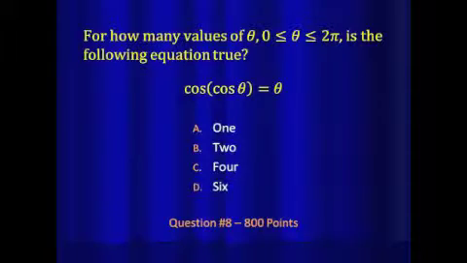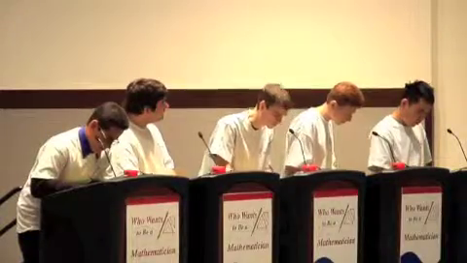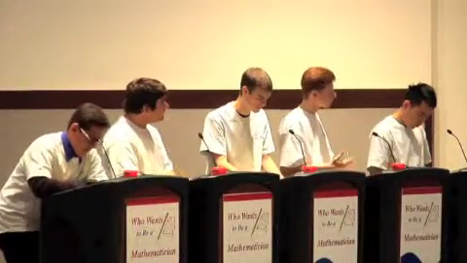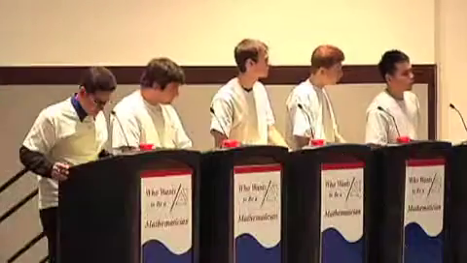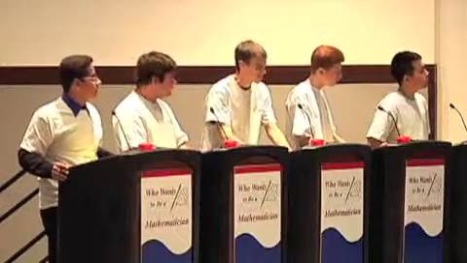All right, question 8. For how many values of theta, where theta is between 0 and 2 pi, including both endpoints, is the following equation true? So this, again, in radians, cosine of cosine theta equals theta. Is it A1, B2, C4, or D6? So that's the number of values that make that equation true. It's worth 800 points, and you have 90 seconds. All right, so this probably will decide the game.